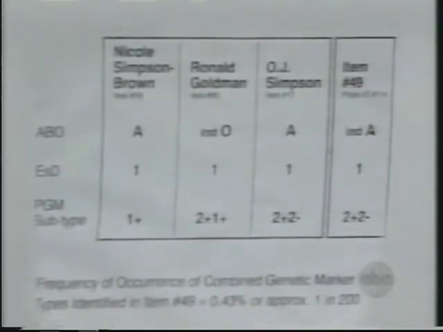Now, did you make some effort to determine what percentage of the population could have left the blood sample that you typed in item number 49 as indicative of A, ESD type 1, PGM subtype 2+, 2-? What percentage of the population could have left that blood drop? Okay, I determined that that combination of those three genetic markers exists in approximately 0.43% of the general population.